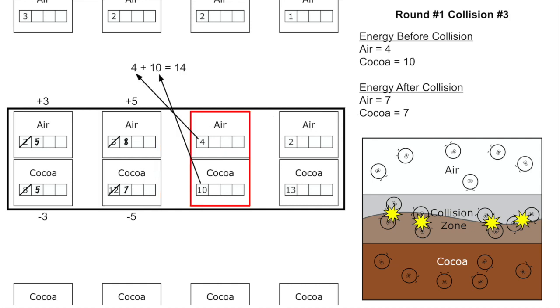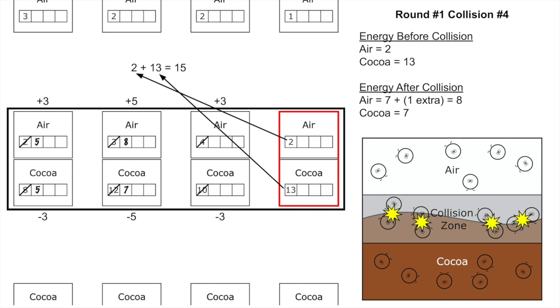On to the third collision. The sum of Coco and air molecule energy is 14. Therefore, each leaves the collision with an energy of 7. In this collision, the air gained 3 while the Coco lost 3. For the final collision of this round, the sum of the energy is once again 15. And just as before, 15 is not easily divided between the 2 molecules, so the air molecule leaves the collision with 8 because it started the collision with the lowest amount of energy, and the Coco leaves with 7. In this final collision, the air molecule gained 6 while the Coco lost 6.